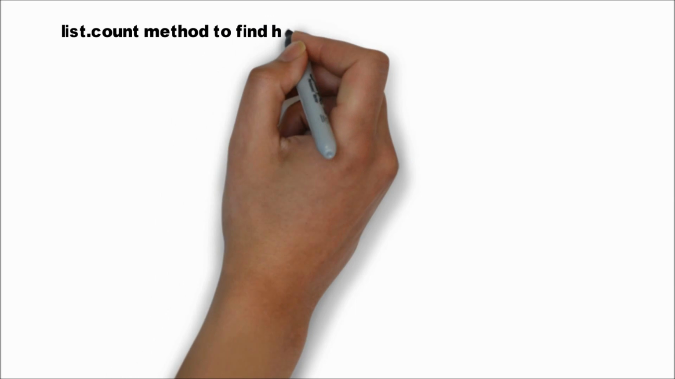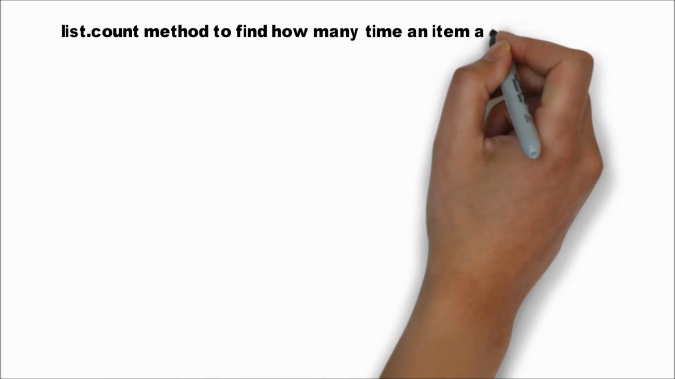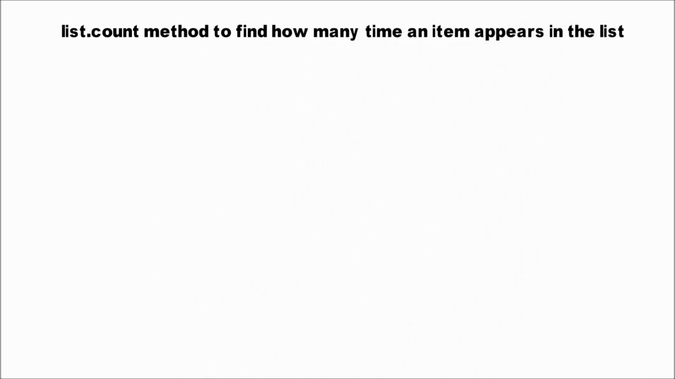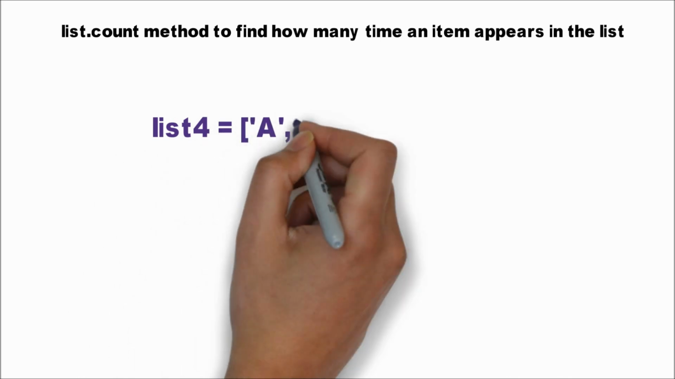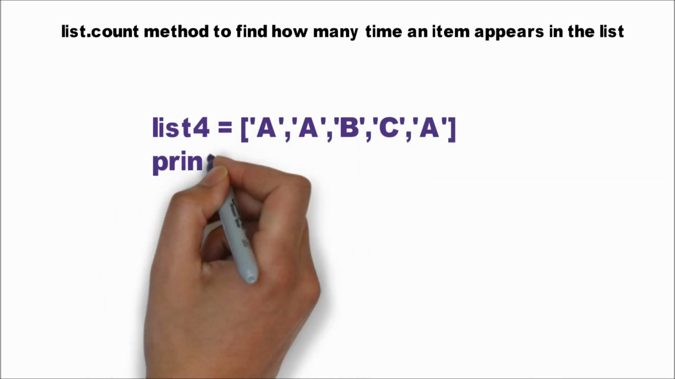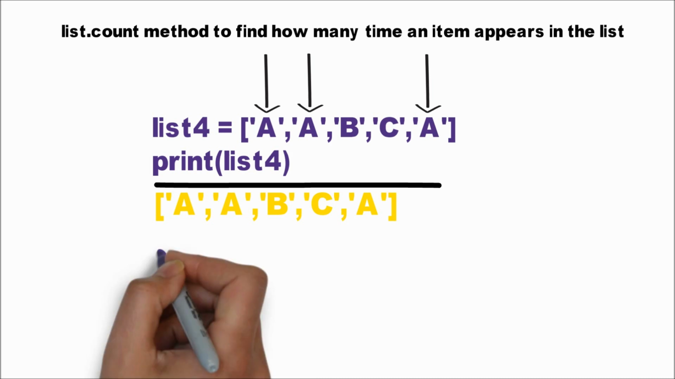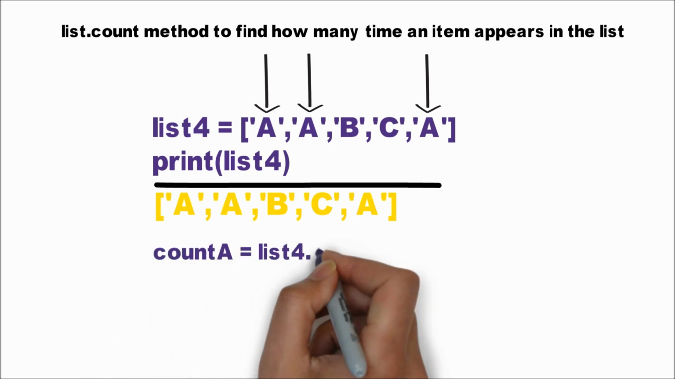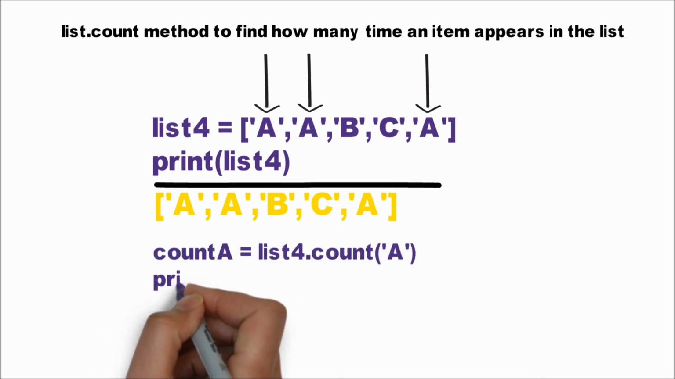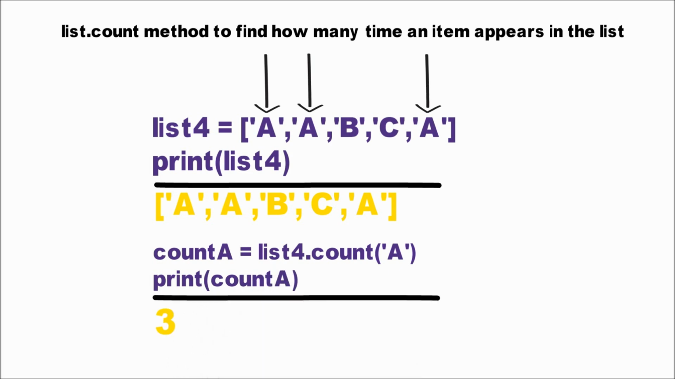Next we shall see the list.count method to find how many times an item appears in the list. So let's create a list4 equal to a, b, c, a. Let's say we want to find the number of times the letter a appears in the list. So we can find this with count_a equal to list4.count of a. So we can see that a appears 2 times in the list.